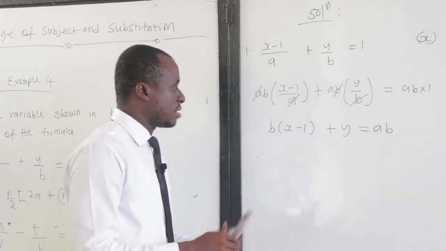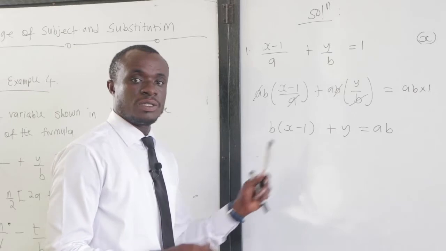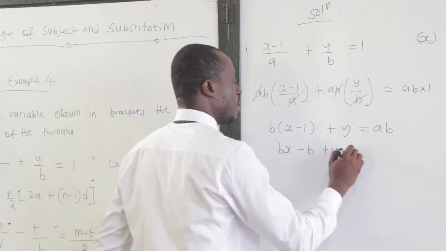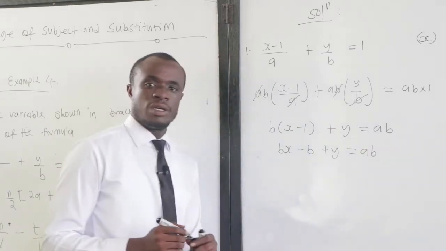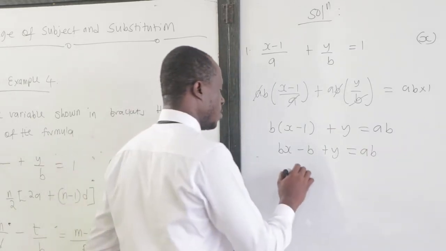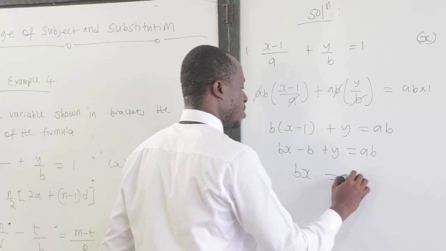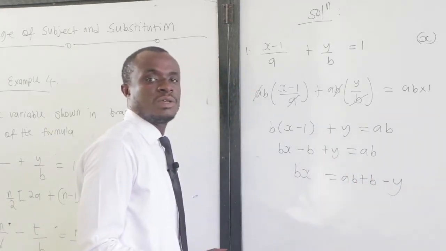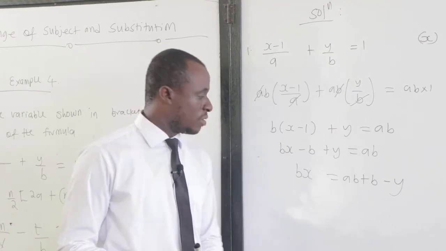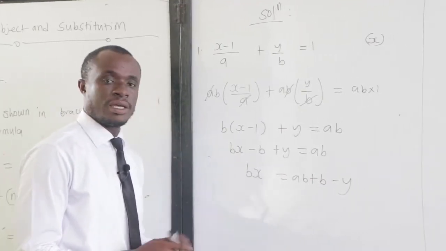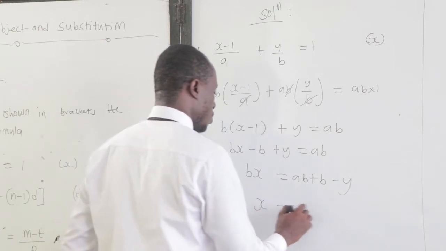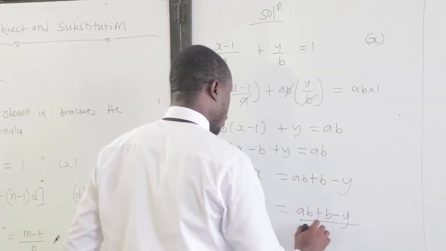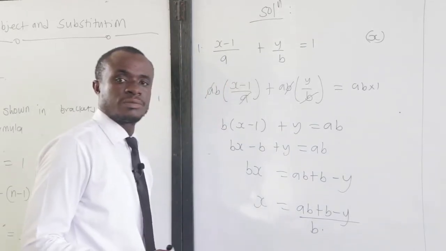We want to make x the subject. So what do we do? We expand using the distributive property. bx minus b plus y equal to ab. We group like terms. So bx equal to ab plus b minus y. This has to move to the right hand side. We want to make x the subject, so we divide by b. So you have x to be equal to ab plus b minus y all over b.